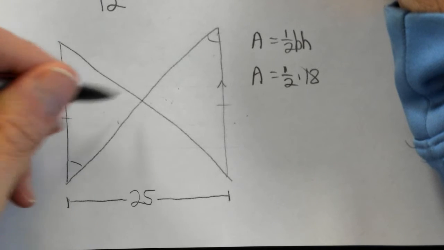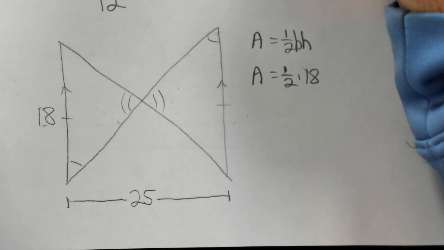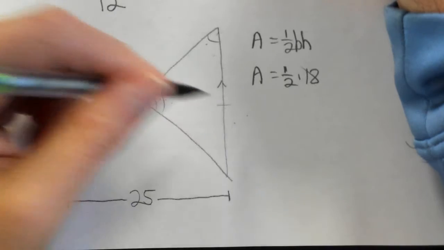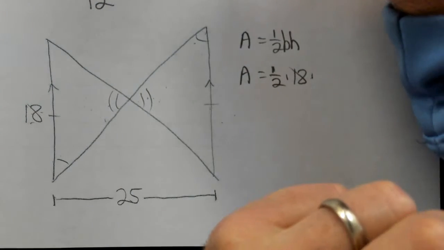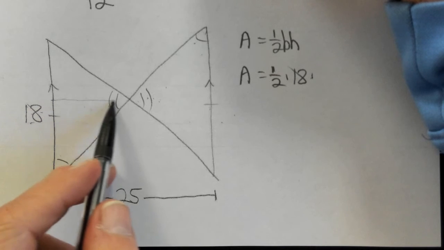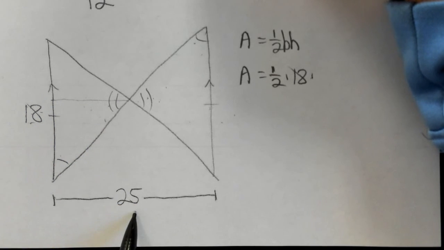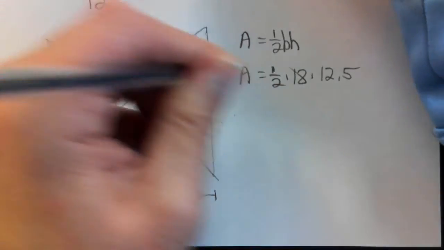Let's see, vertical angles here, right? Then you've got angle, angle, side, angle, angle, side. So they are congruent. Now we need to find the height of this thing. Well, remember, from here to here is halfway across, so what's 25 divided by 2? That would make the height 12.5.